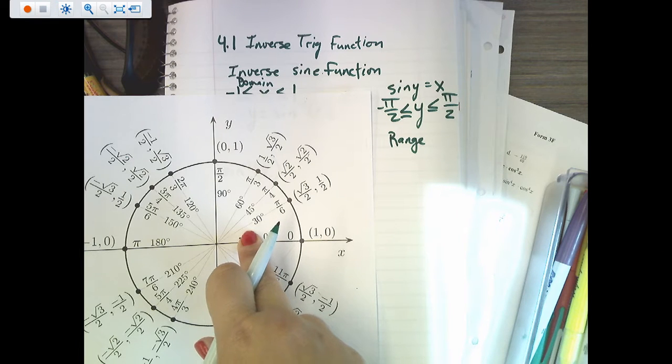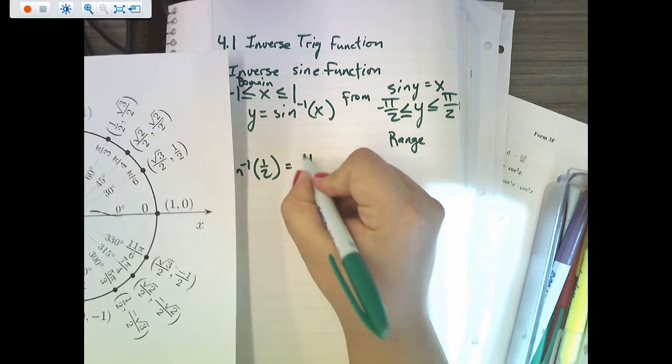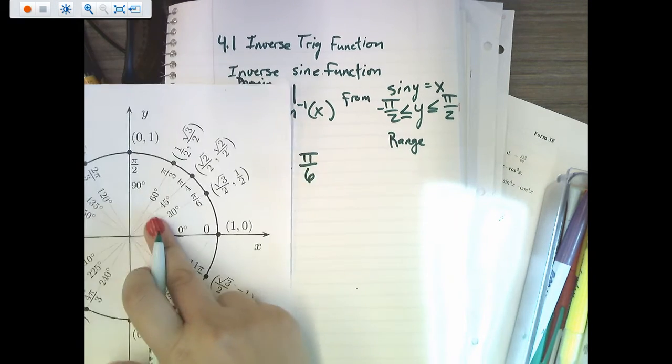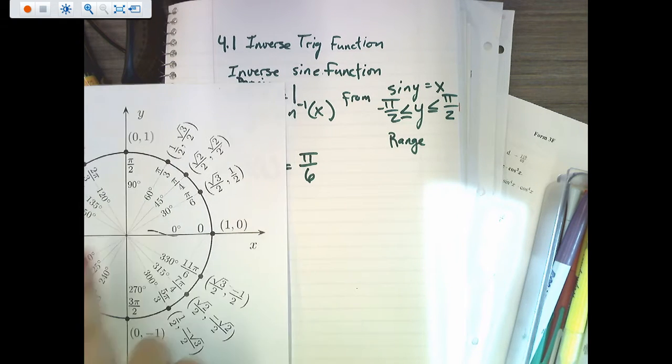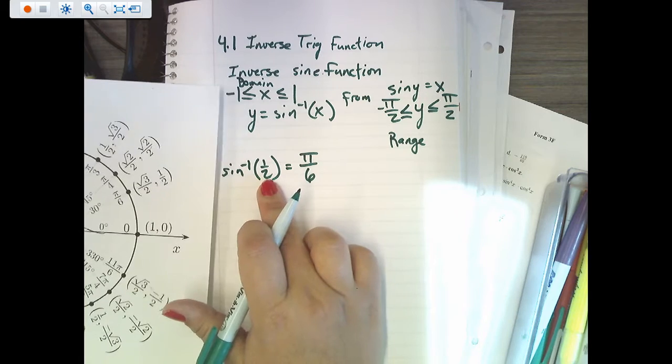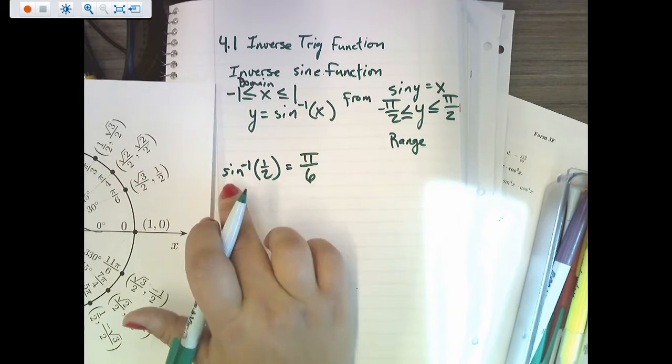Let me look at some of their answers and see how they want them. They would want pi/6. You can write 30 or pi/6 or just pi/6. So you're looking at where this 1/2 happens in the y value because it's a sine.